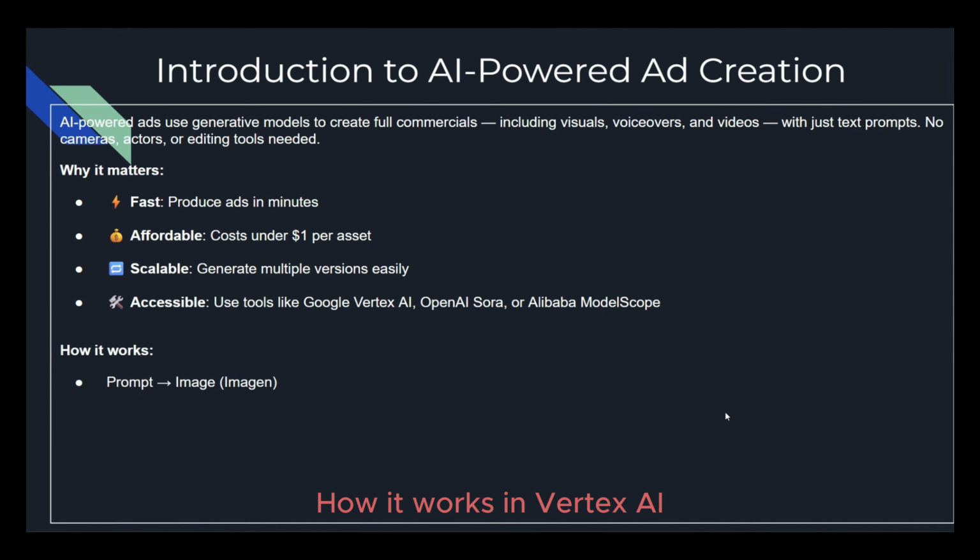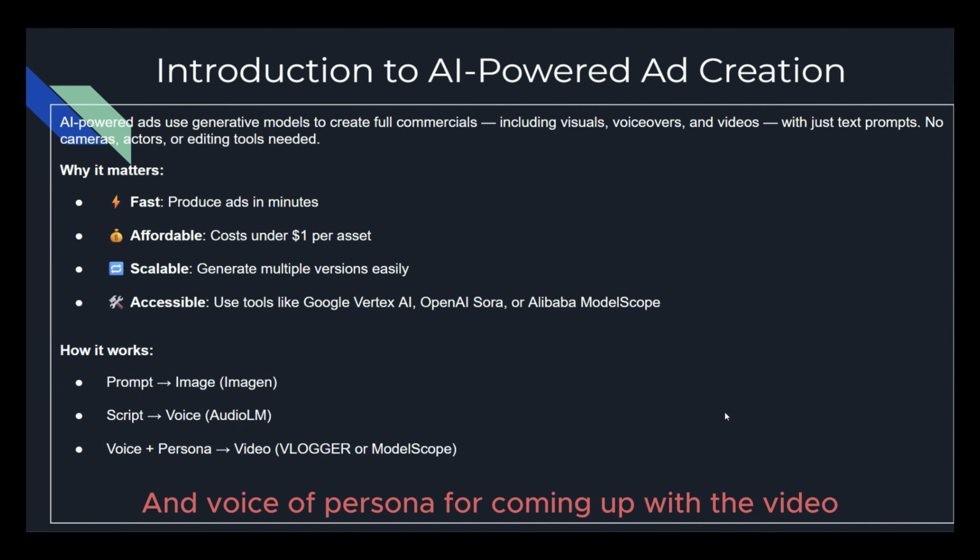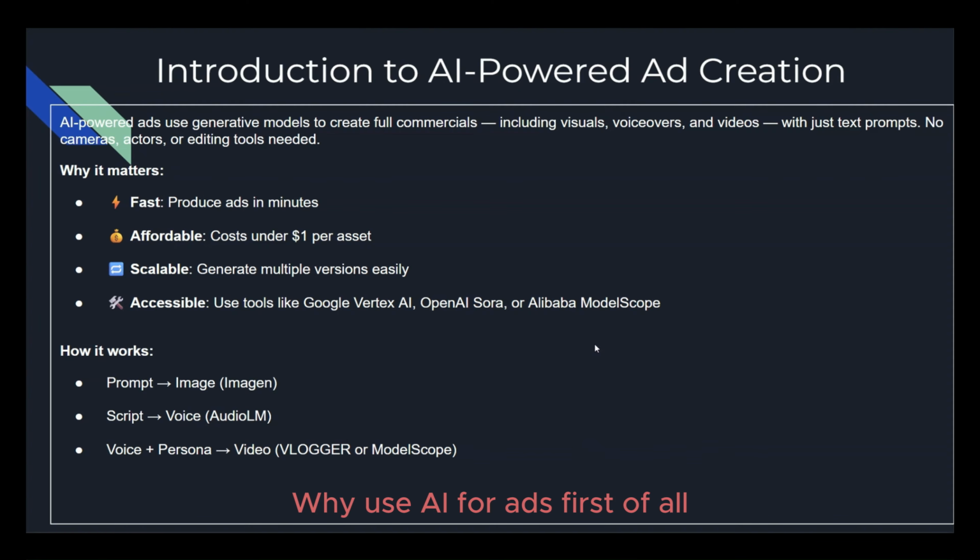How it works. In Vertex AI, we need to provide a prompt, have a script, audio, and voice of persona for coming up with the video. Why use AI for ads? First of all, the traditional ads cost a lot of money. You need the actors, gear, editing, long turnaround time. It requires a creative team, with no reuse once produced.